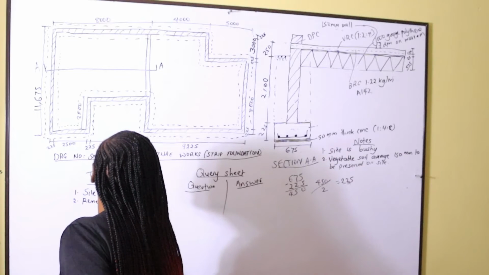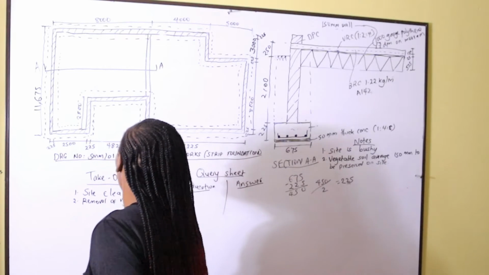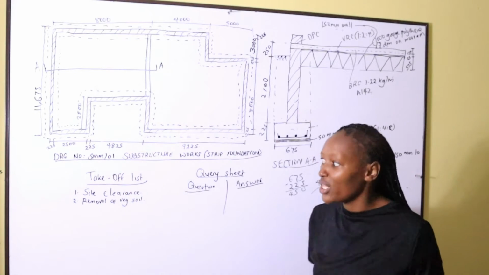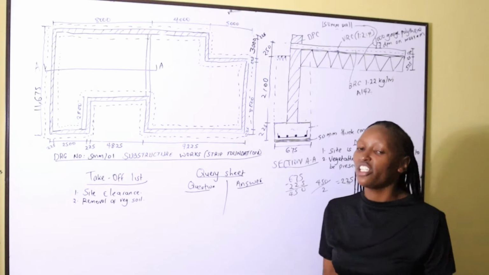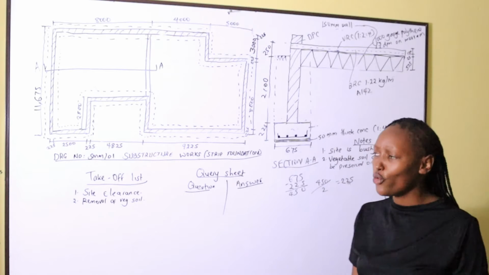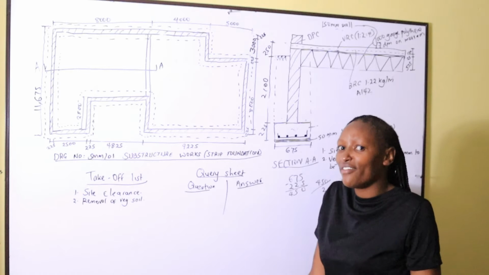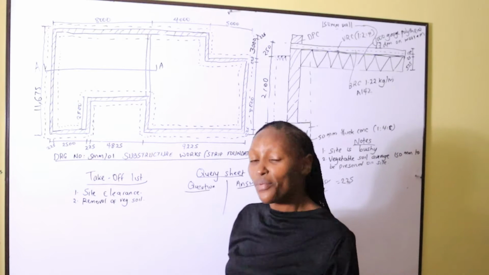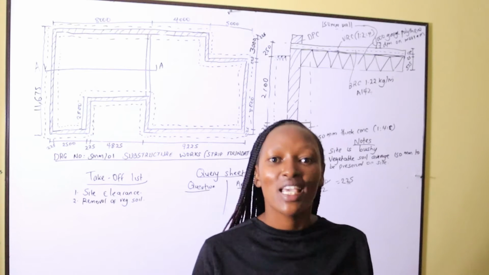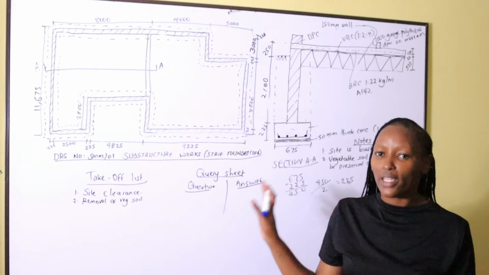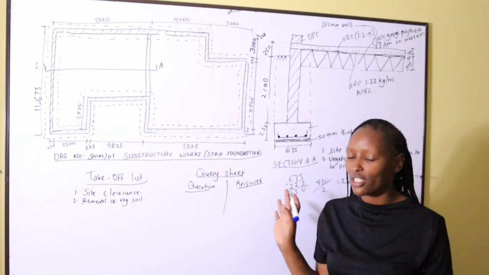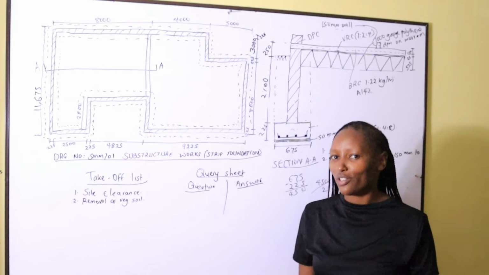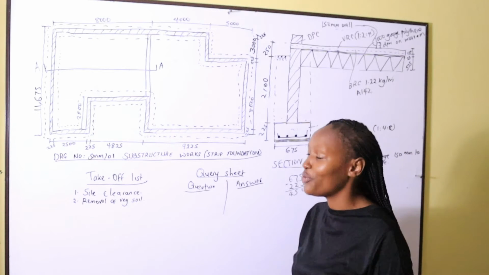Removal of vegetable soil. Now, we know we need to go to the third step, which is reducing the level. But do we know whether we need to reduce the level? How do we know whether we need to reduce the level? Whether we need to reduce the level or not, we need to get it from the drawings. The drawings should guide us. How should we do that?